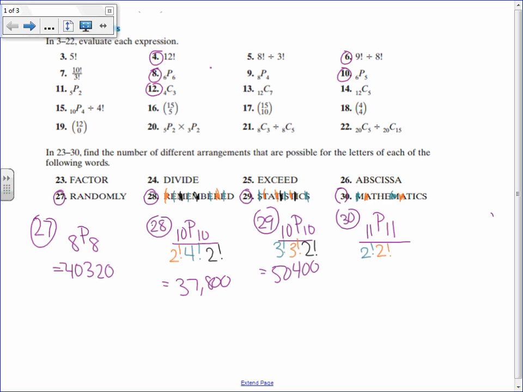And then I've got 2 T's, and then the H's don't repeat, the E's don't repeat, the I's don't repeat, the C's don't repeat, and the S's don't repeat. So 11P11, that's a big number, divided by 2 factorial, which you should get 4989600. Whew! Okay.